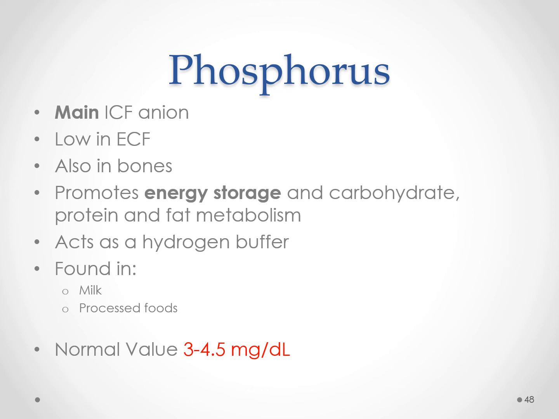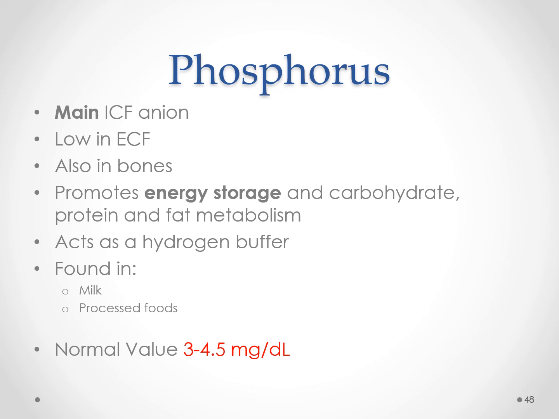Phosphorus is a main anion, low in ECF, the extracellular fluid, and main in intracellular fluid, so it's in the cell and not a lot in the extracellular. It's also in bones, and again promotes energy storage. Ooh, that's interesting. It promotes energy storage and carbohydrate, protein, and fat metabolism. It acts as a hydrogen buffer and is found in milk and processed foods.